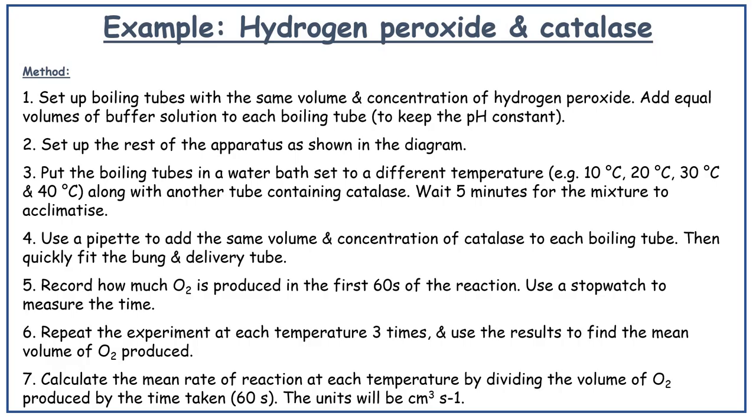Use a pipette to add the same volume and concentration of catalase to each boiling tube, then quickly fit the bung and delivery tube. Record how much oxygen is produced in the first 60 seconds of the reaction. Use a stopwatch to measure the time. Repeat the experiments at each temperature 3 times and use the result to find the mean volume of oxygen produced. Calculate the mean rate of reaction at each temperature by dividing the volume of oxygen produced by the time taken, which would be 60 seconds, and then the units will be centimetres cubed per second.